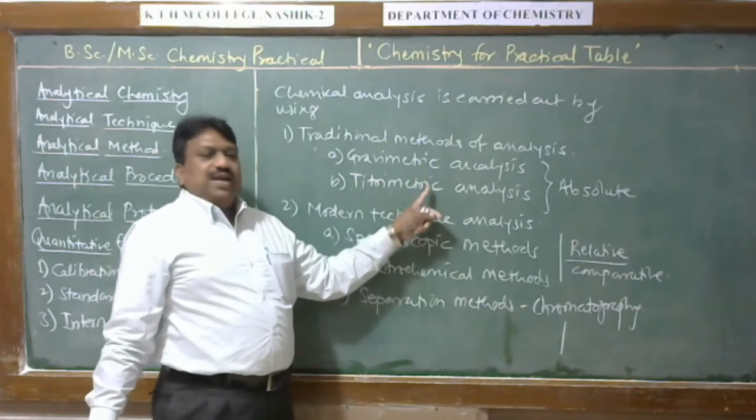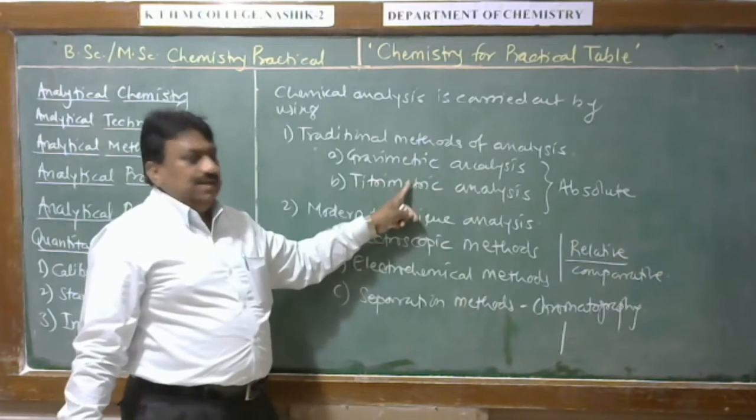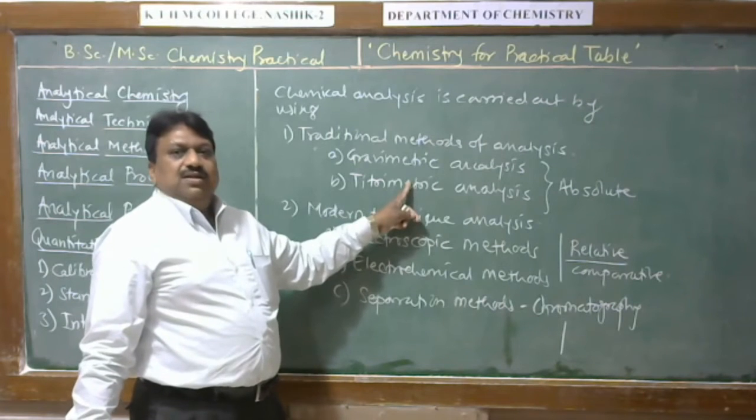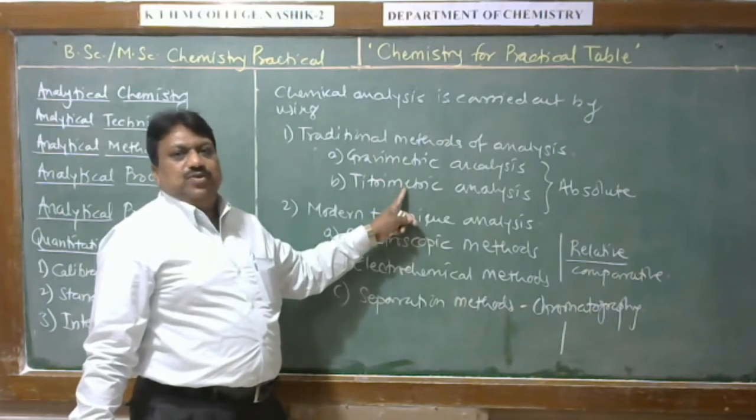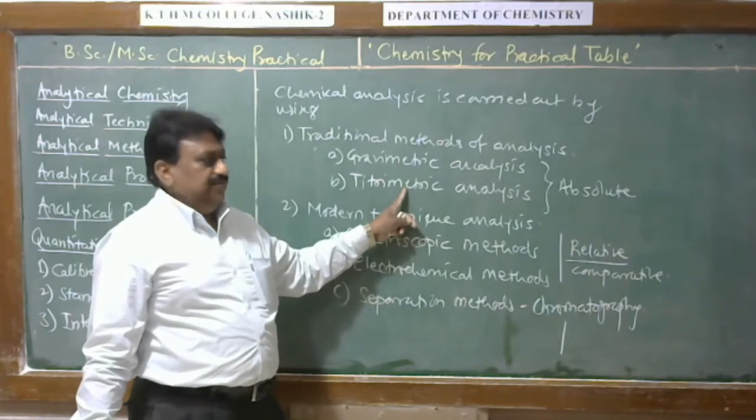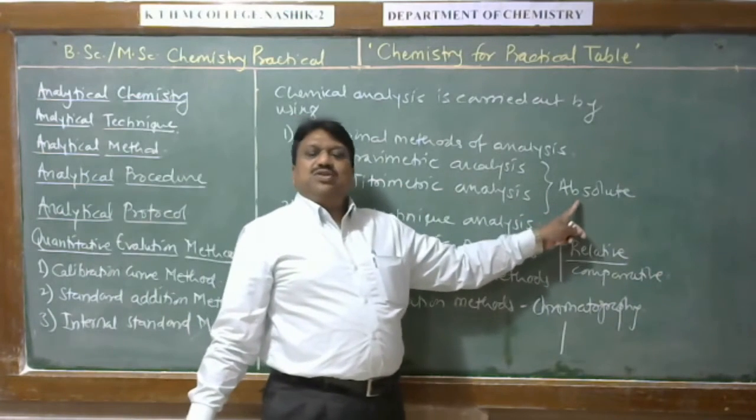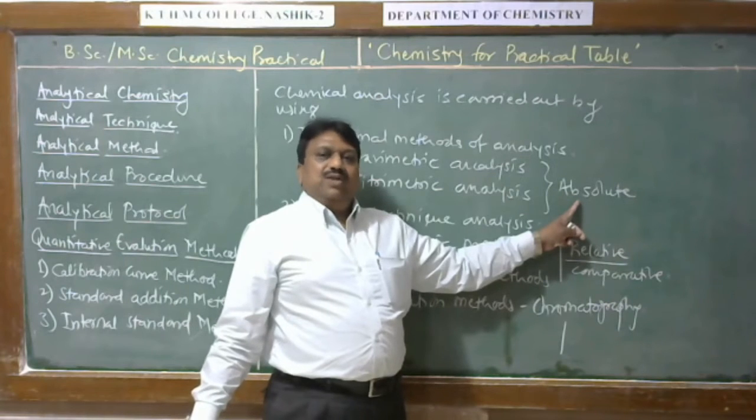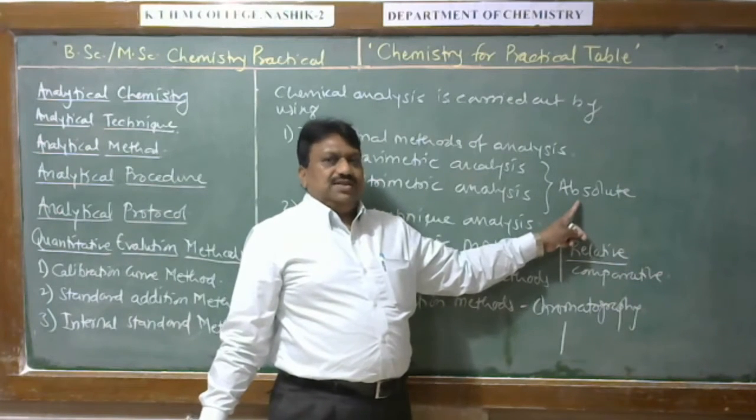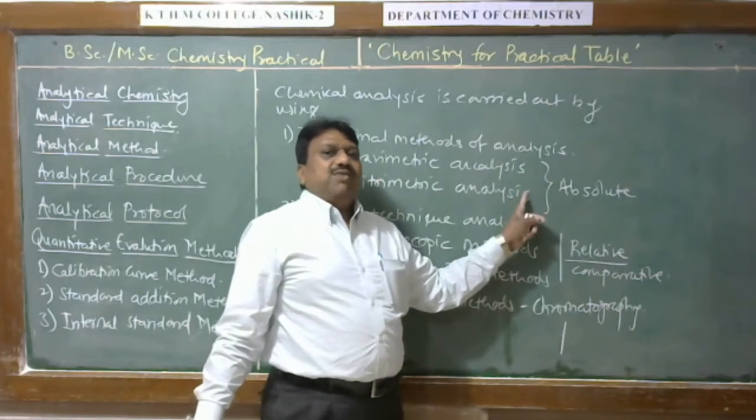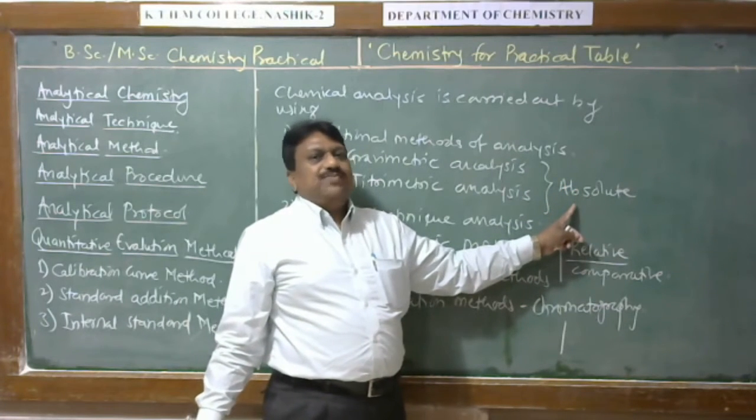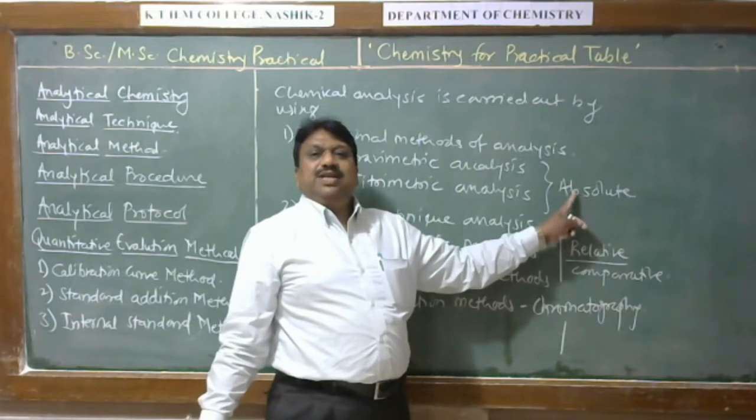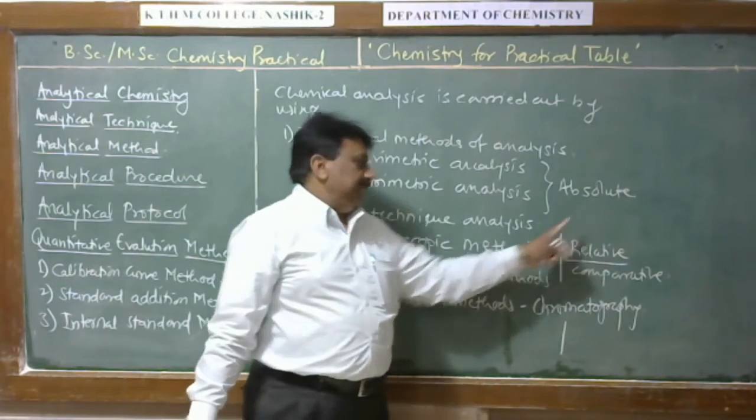Therefore, directly we can find out the amount of material in this method by using the weight of the sample or by using the burette reading obtained in the titration. Therefore, these are the absolute methods of analysis and we can directly determine their concentration. Here there is no requirement of a standard solution for determination of the concentration of the sample.